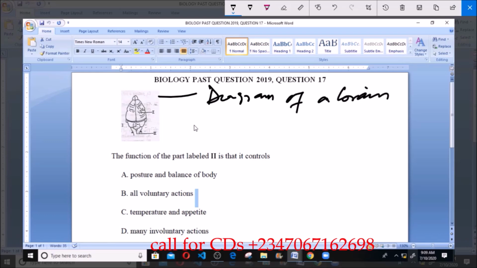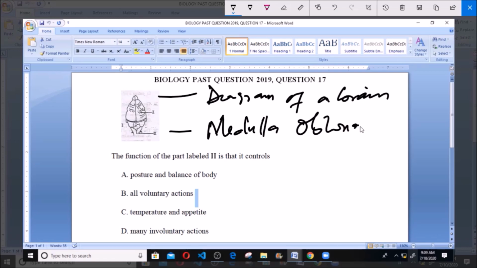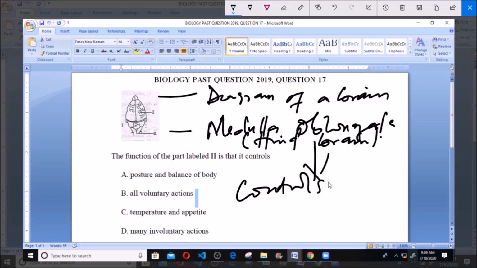Secondly, we identify the part II. The part II is the medulla oblongata, or we can also call it the hindbrain. Now this is the part of the brain that controls all involuntary actions, like blinking of the eyes, beating of the heart, and other activities that go on in our body and we cannot control them. You agree with me that the digestion that takes place in your body is not due to your consciousness. So what the medulla oblongata does is that it controls involuntary actions.